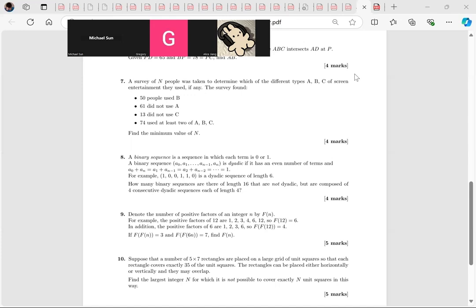Wait, what does that mean? Rectangles can be placed either horizontally or vertically, and they may overlap. Yes. Each rectangle covers exactly 35 little squares. Find the largest integer n for which it is not possible to cover exactly n unit squares in this way. So, for example, 3 is a number you can't cover exactly. Yes. Anything below 35 you can't cover exactly. But you can find the largest. So the answer is greater than 35.